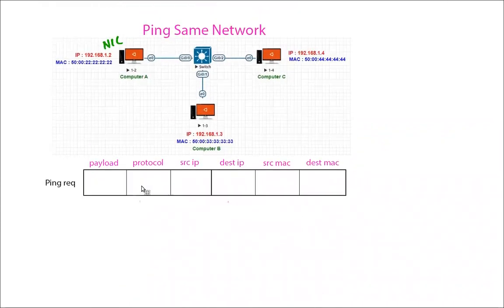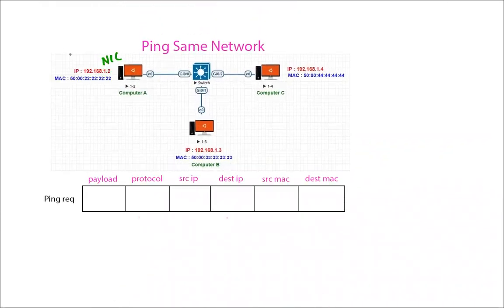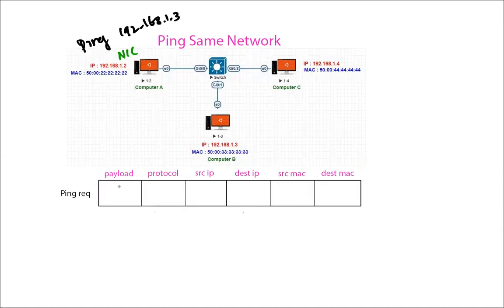Okay, so now when I type ping and I'm trying to ping 192.168.1.3, what I have written here is the payload. This is the inner content. And after the payload, you have layer 7, right? Layer 7 to layer 5.